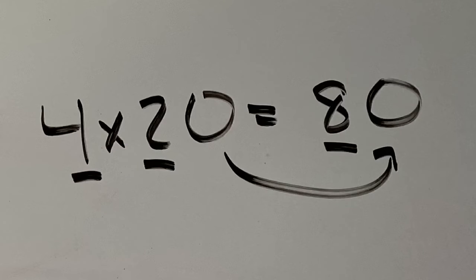Another way to look at this would be taking 4 times 2 and leaving the 0 alone. 4 times 2 is 8. Put the 8 down and then add the 0 at the end.